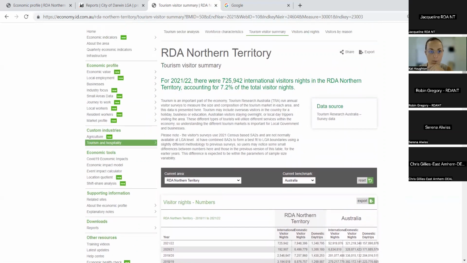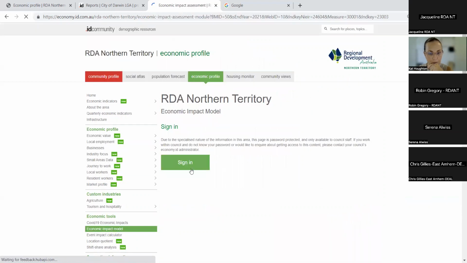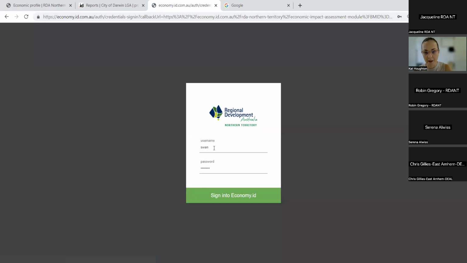Now, Jack, did you want me to go through the economic impact model? Yes, please, that'd be great. Yeah, we'll go through it. Okay, let me have a look. RDANT.